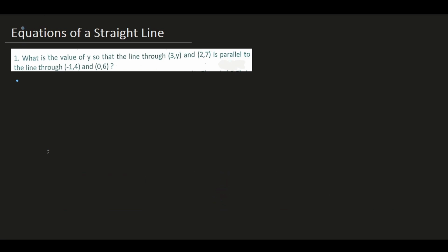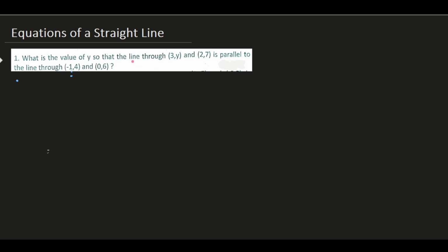Let's read the first question. What is the value of y so that the line through 3 comma y and 2 comma 7 is parallel to the line this and this? Okay, so instead of reading the whole question, I would highlight a few points here. I will be revising with the help of questions only, so it will be more beneficial and it will increase the recallability value.